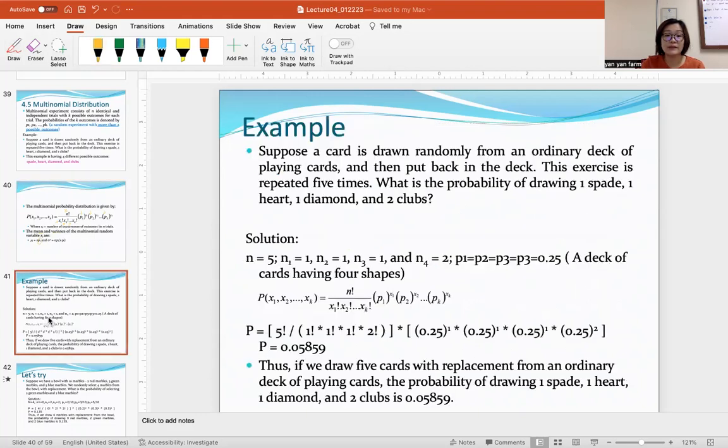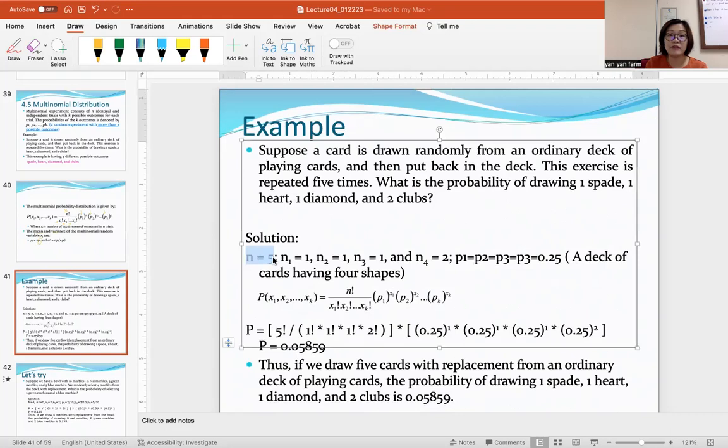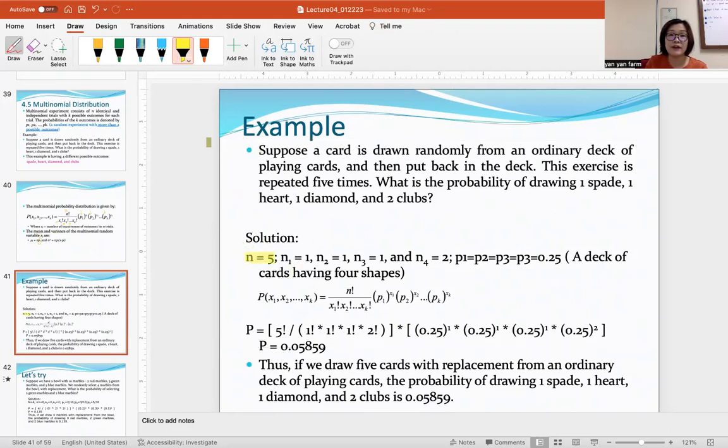Let's have a look at the example. Suppose a card is drawn randomly from an ordinary deck of playing cards, then put back in the deck. The exercise is repeated 5 times, so I know that I did 5 times. What is the probability of drawing 1 spade, 1 heart, 1 diamond, and 2 clubs? I know that I have tried 5 times. Yes, my n is 5.